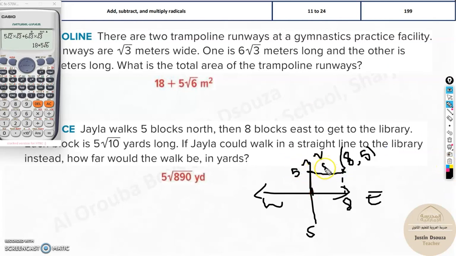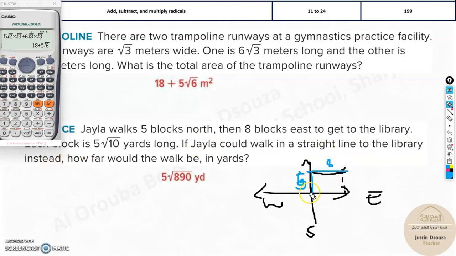Let me write it clear. Let me just change the colors. So let me just remove all the unnecessary things. Let me draw it in blue. This is 5 and this one was 8. Okay, this is 5.